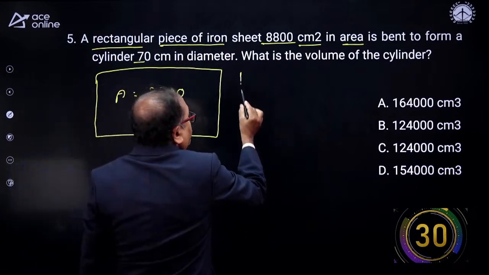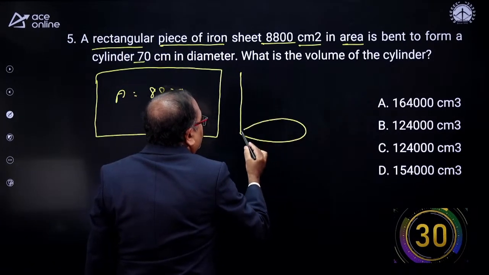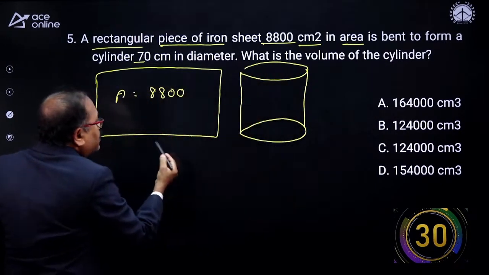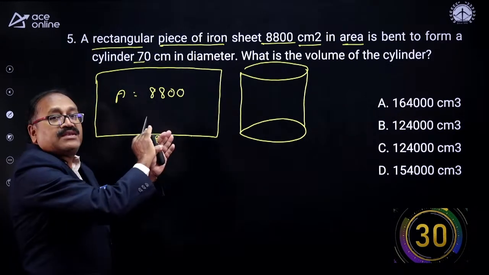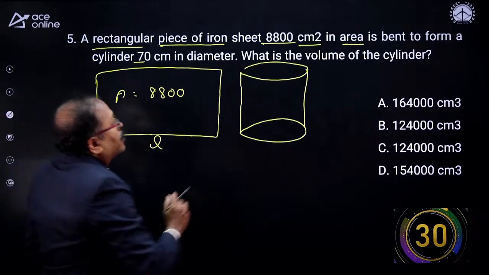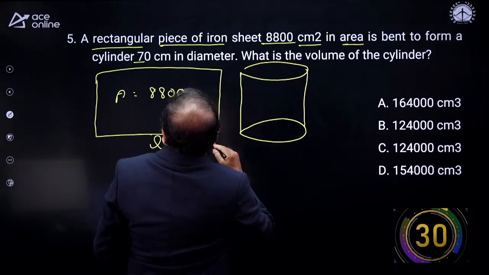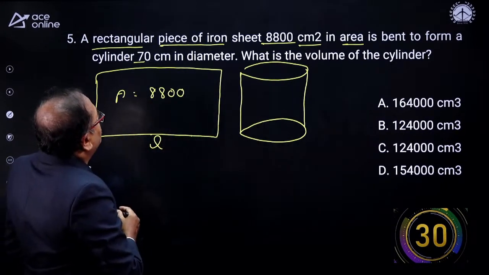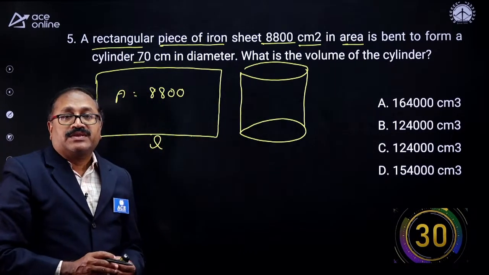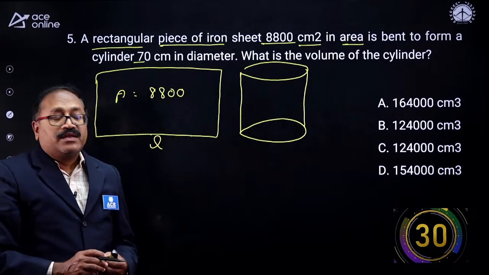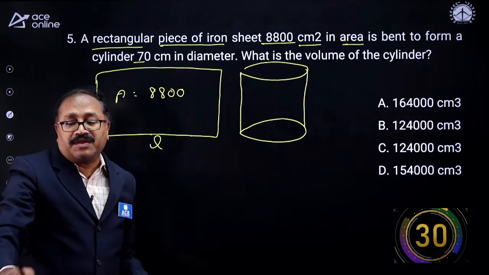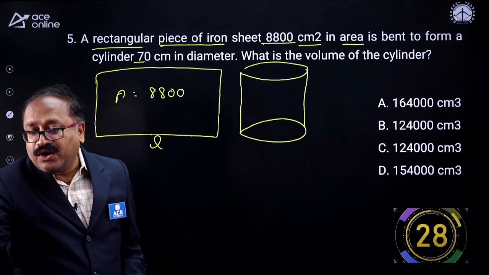So now you bend it and you make a cylinder here, and its diameter is given to you, and the diameter is nothing but this length. When you fold and make a cylinder, then this diameter is nothing but L. Okay. Now 70 meter in diameter. So what is the volume of the cylinder? You need to find out the volume of the cylinder. I will give 30 seconds for you to think about it. Don't worry, I will explain everything in detail. Let's go on.